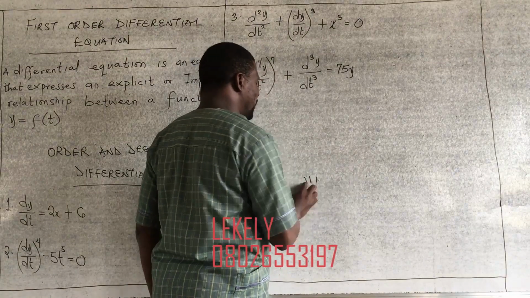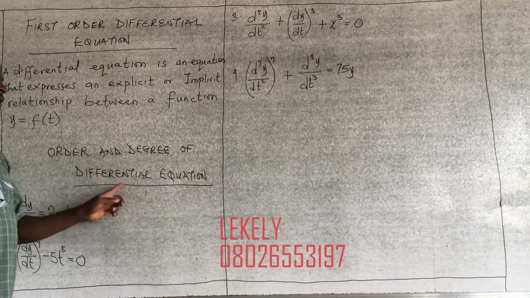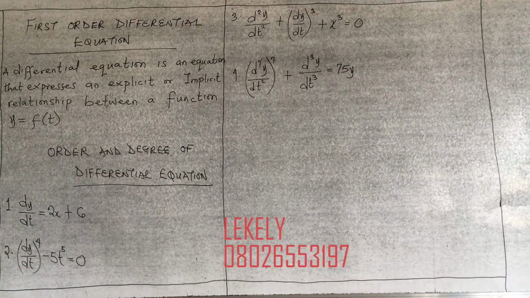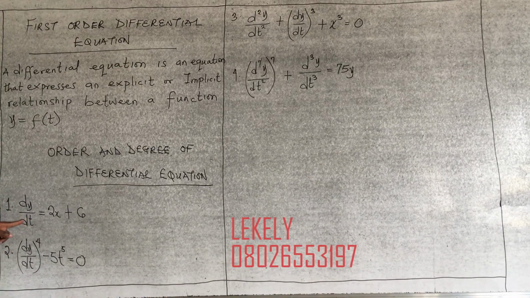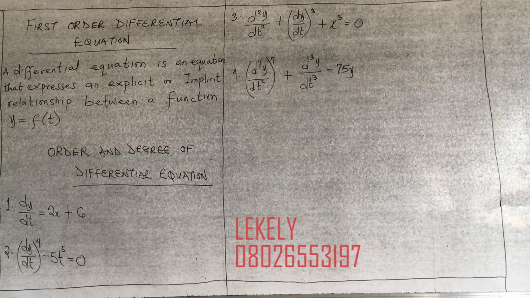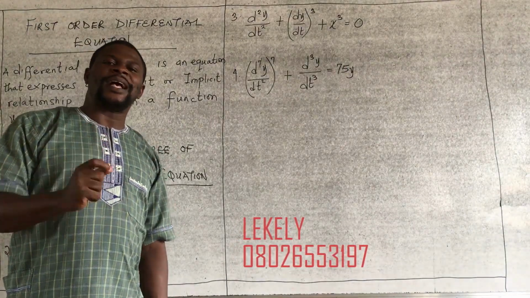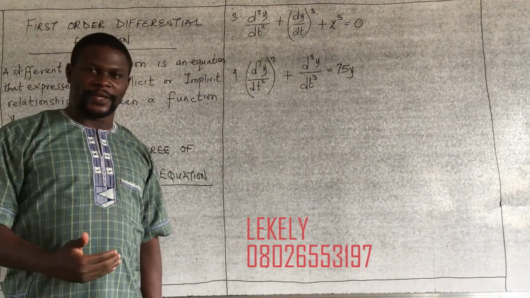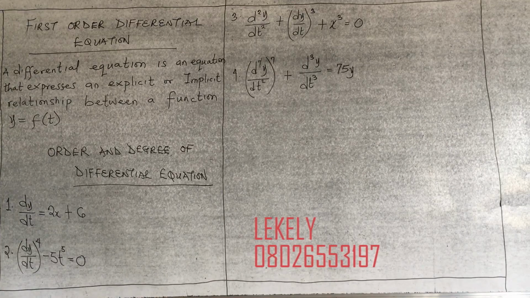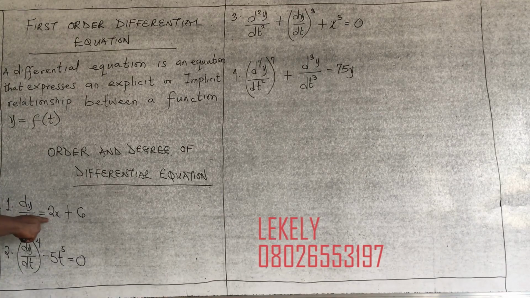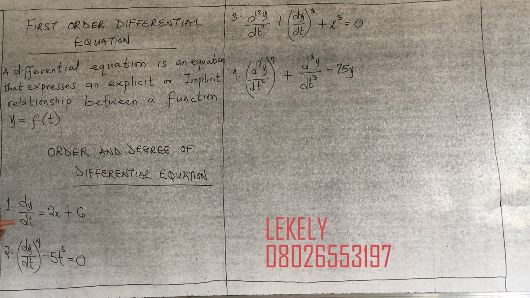Okay, so having said that, the next thing is order and degree of a differential equation. Look at this first one. I have dy dt equals 2x plus 6. They can just give you some equations and ask you to find the order and the degree. So look at this one, dy dt equals 2x plus 6. Here I only have one dy dt in the equation.